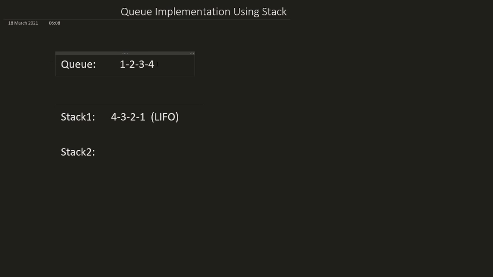But here in a queue it uses the first in first out approach. How can I implement a queue using a stack? For this purpose only I am using another stack.